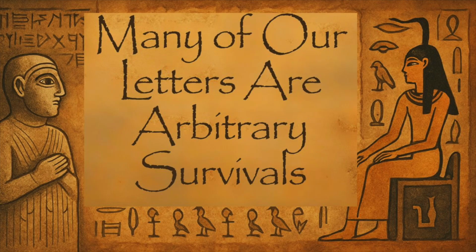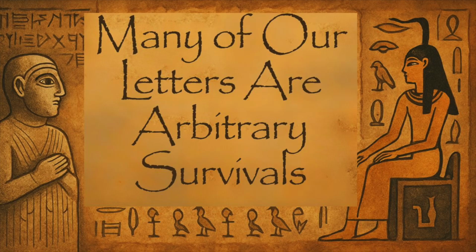He also argues that many of our letters are arbitrary survivals. He devotes a lot of time to showing how certain letters like Q, C, and even Z stuck around not because they were needed, but because of historical inertia. He argues that if we were designing a writing system from scratch, many of these letters wouldn't make the cut. The alphabet is not a pristine system. It's a survivor of centuries of political and religious and typographical decisions.